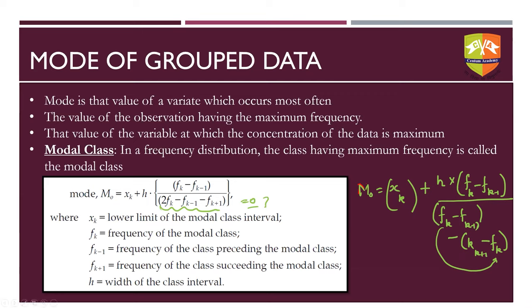What happens if 2fk minus f(k-1) minus f(k+1) becomes zero? Is it possible? Will that happen? Could be, right? Yes or no? What do you think? Can the denominator be zero? What if you are calculating and you get the denominator equal to zero?